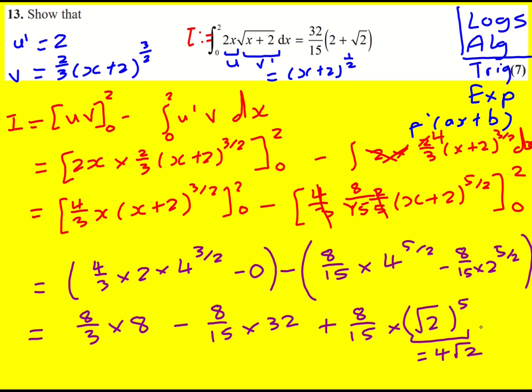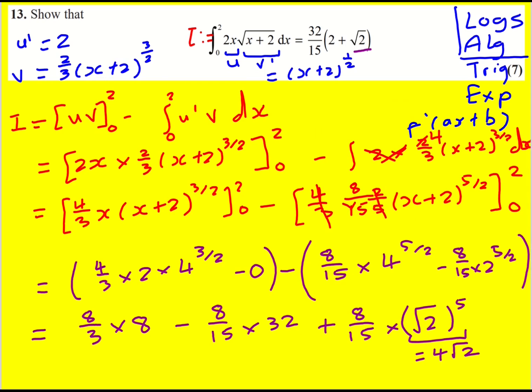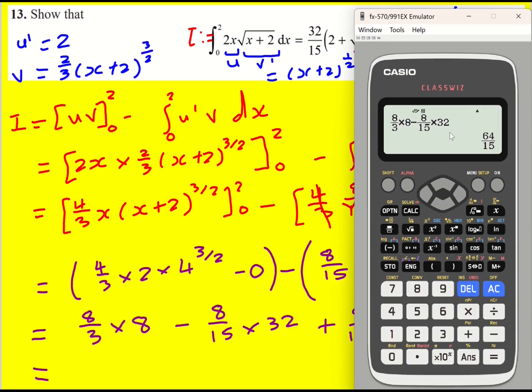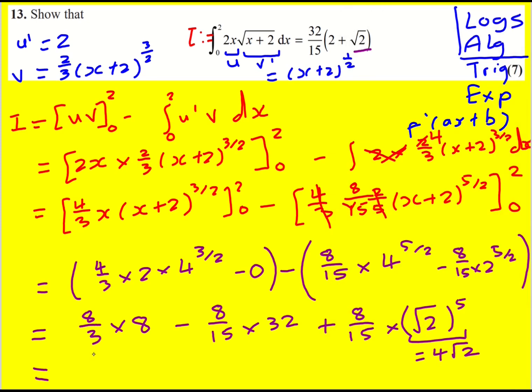Okay, this is looking good now because I've just got fractions and I've got a root 2 there. Now, for the next bit, you can either try and combine these terms by hand and maybe look for the 32 over 15 to factorize out. That's actually what I did originally when I did this question. Or to make life a little bit easier, just put the first two terms in your calculator. You get 64 over 15.